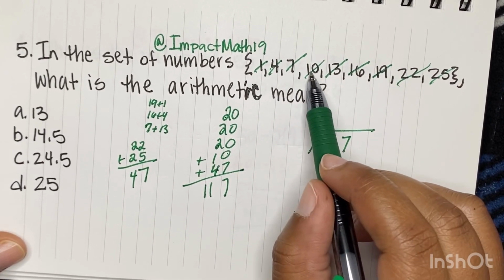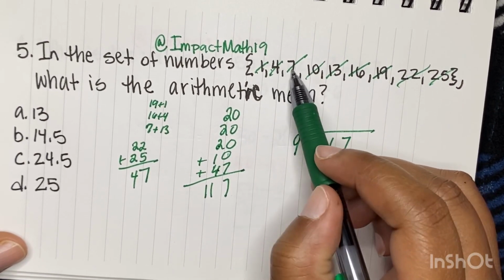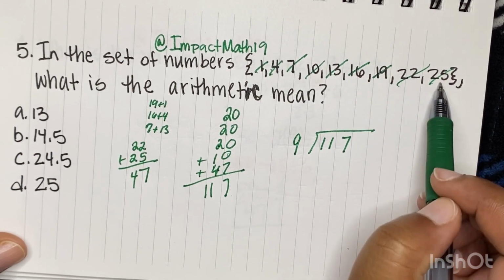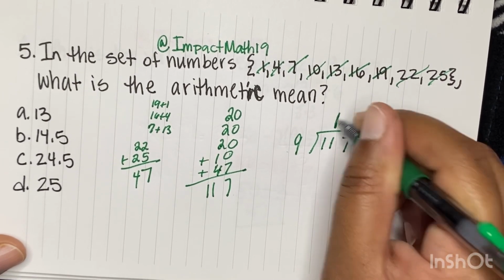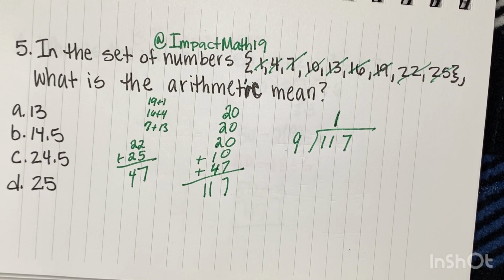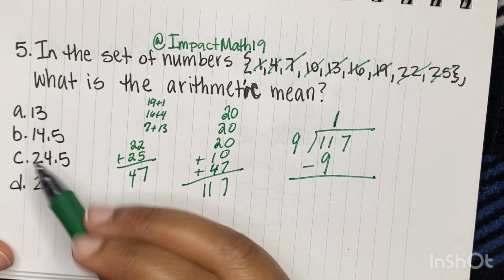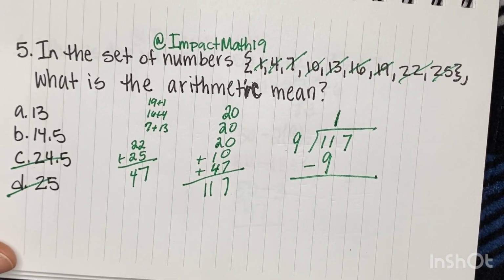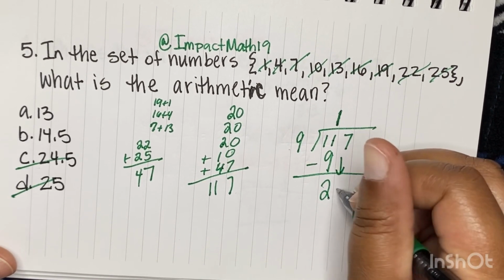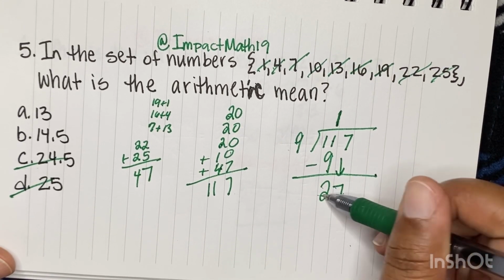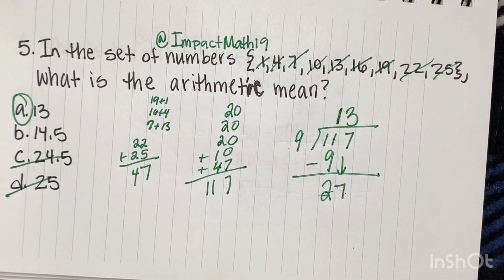So 1, 2, 3, 4, 5, 6, 7, 8, 9. There's 9 numbers up there. Yep. And so 9 goes into 11 one time. And thank you, right? I'm looking here. I know C and D are out now because I have a 1 right here, okay? So 11 minus 9 is 2. And then I'm going to drop down my 7. Well, 9 goes into 27 3 times. So our answer has to be A.